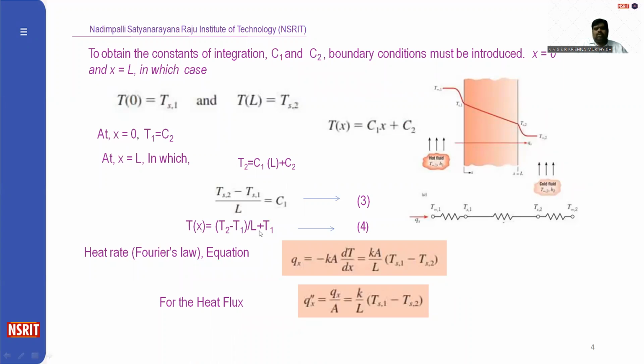By substituting this T value in the Fourier law of heat conduction, I get Q is equal to minus kA by L into Ts2 minus Ts1, that is kA by L into Ts1 minus Ts2. If I want to find the heat flux, what do we mean by heat flux? It is the amount of heat transfer rate per unit area. So Q double dash x is equal to Q of x by A, which is k by L into Ts1 minus Ts2. I hope everyone has understood.